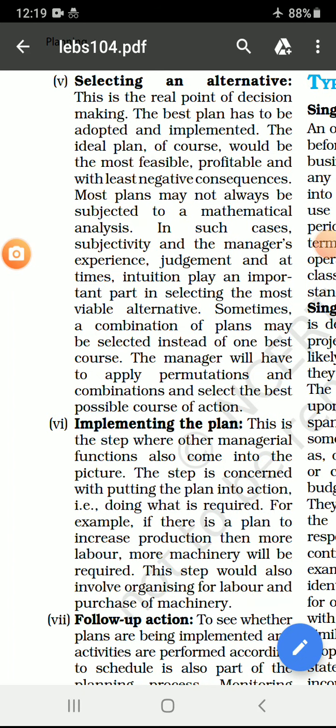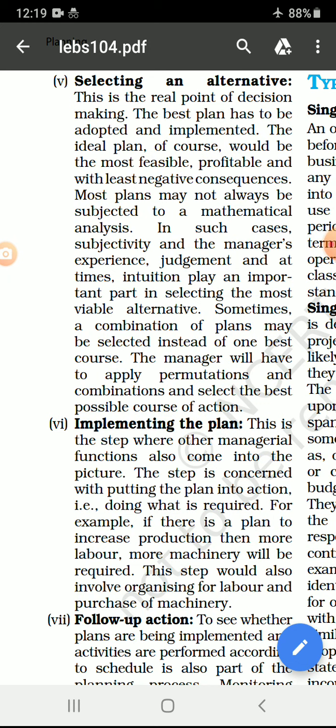The fifth point is selecting an alternative. So after evaluating the alternative courses of action, the best one for the organization will be selected and kept for implementing in the organization. And after that, one particular plan will be selected as an alternative for that plan.